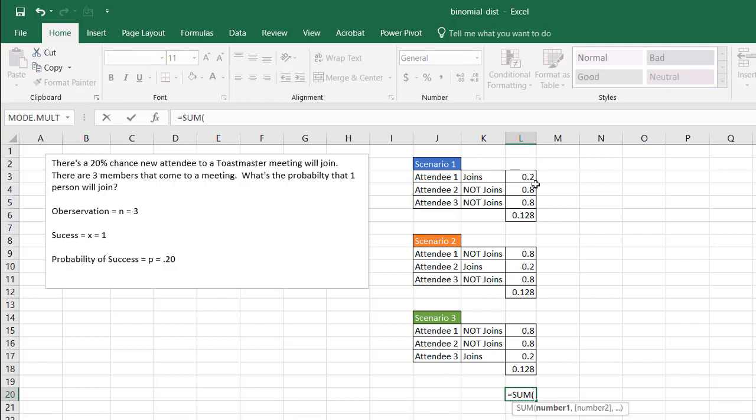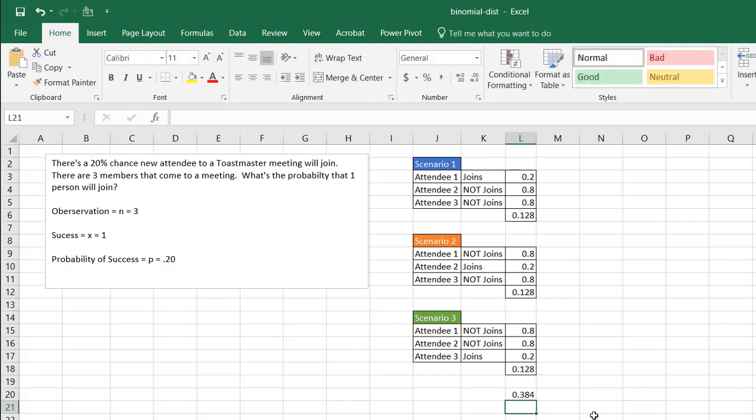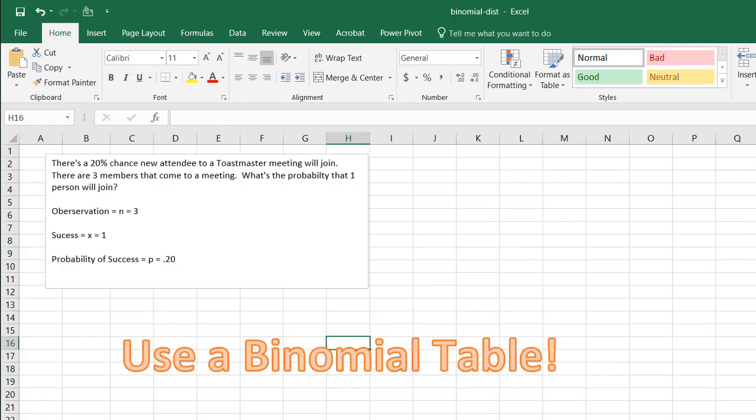Equals sum. That one, press the control key to select discontinuous cells. L6, L12 and L18, those cells, press enter, and we've got our 38.4%. So that's the probability there. So that's that way. And the last way we can do it, and this kind of applies if we have a short or small data set, is to use a binomial table, right? So we had our observations n equals 3, our success equals 1, our probability of success equals 0.2.